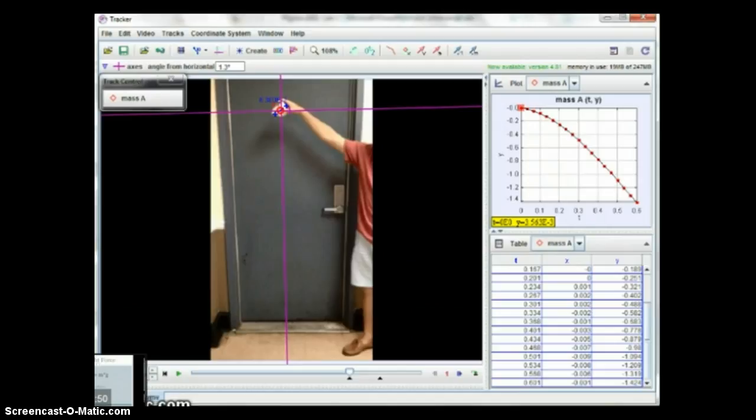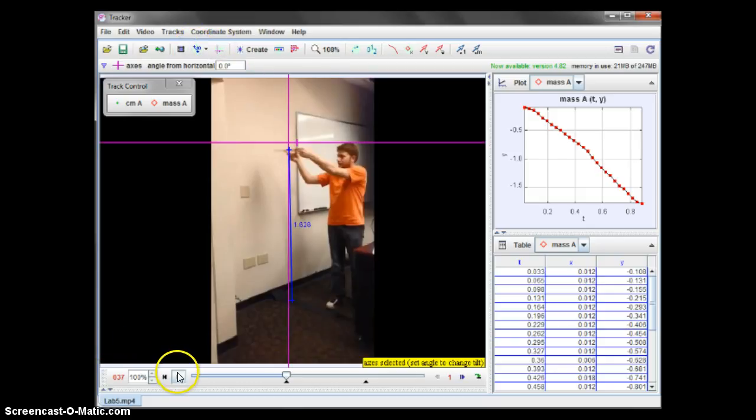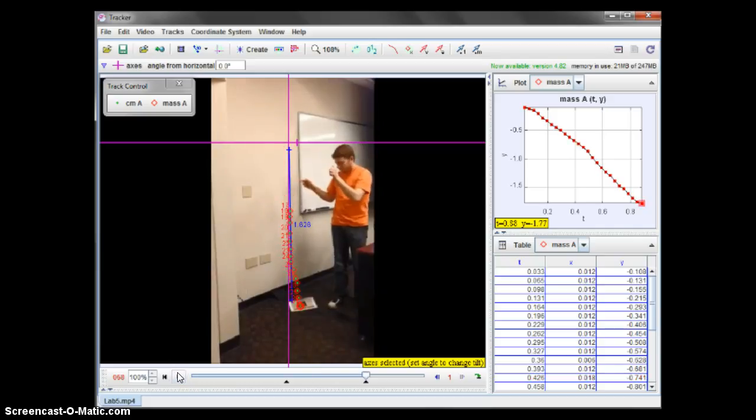For my experiment, I chose to drop two different objects in order to display the effects of the drag force on different surface areas. The first is a ball of rolled up paper towels, as you can see here. And the second was a laminate sheet with a large surface area that I chose to drop. I then modeled both of these objects in Tracker, and after this I later built a computational model representing these systems on VPython.